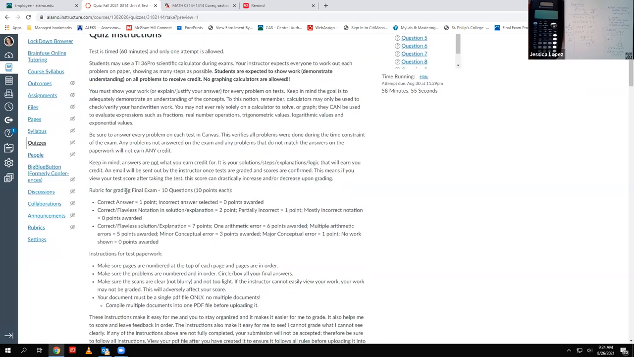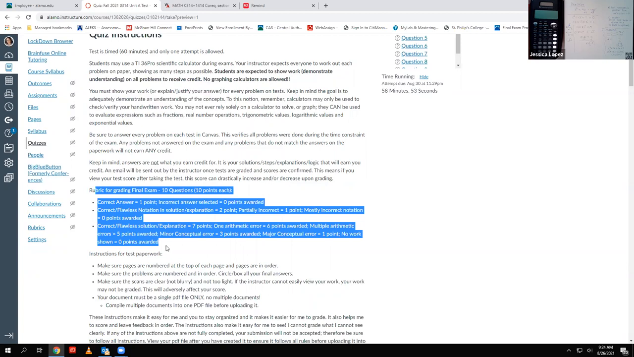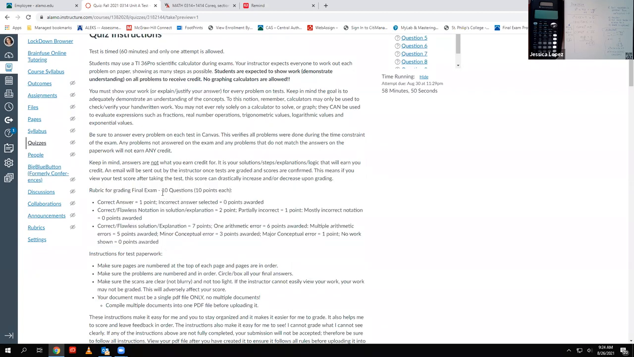It does tell you the rubric, how I'm grading every single problem. So all the problems, there's only 10. So all 10 questions are going to be worth 10 points each. If you select the correct answer, that will be worth 1 point. If you do not select the correct answer, you will be deducted a point, okay? So you could have had all your work perfectly correct, but then you, for some reason, didn't see the correct choice and you clicked the wrong one, you do get a point deducted, okay?